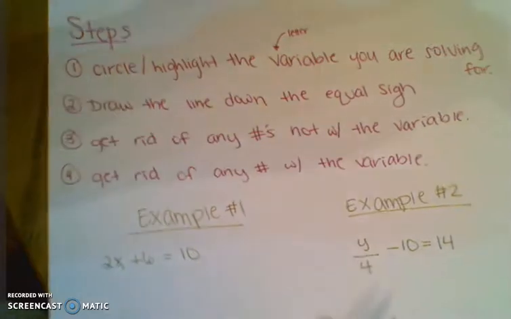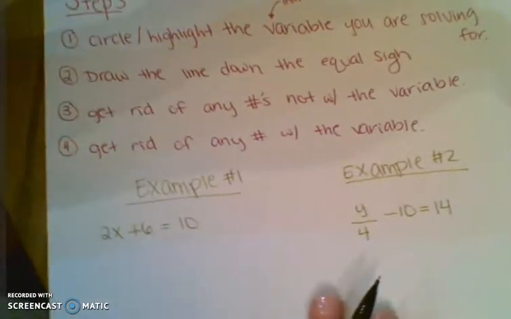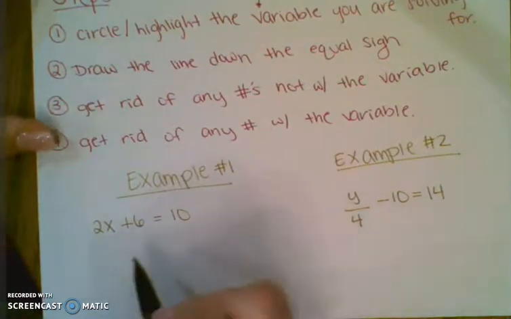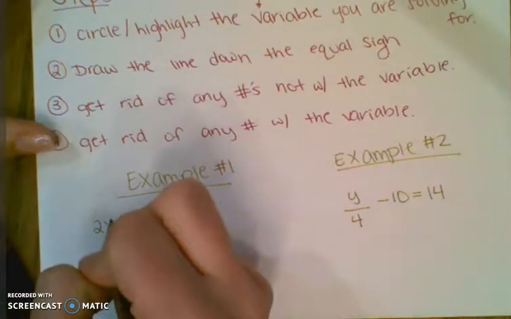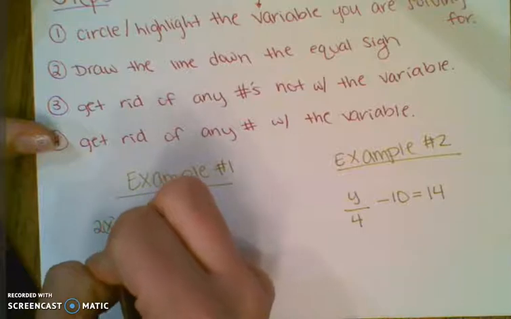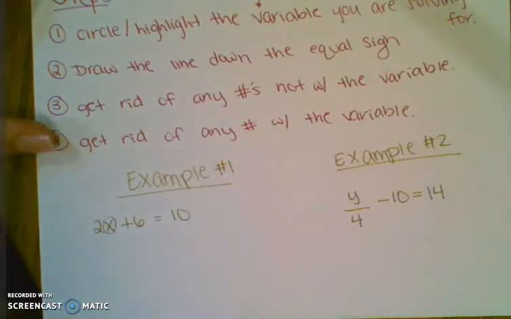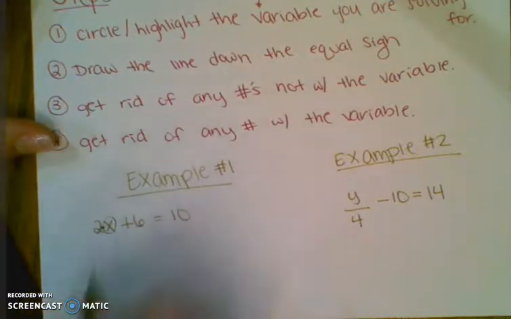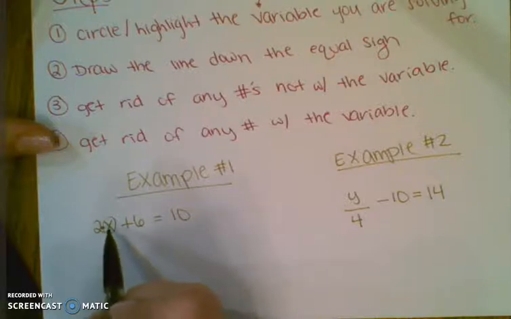Okay, so here's our example one. Let me move down slightly so y'all can see. Okay, so circle my variable. So right here, there's my variable x. Okay, the 2 is being multiplied to the x. Remember, whenever a number and a letter are right next to each other, it's being multiplied. Okay, so I circled my variable. That's what I'm looking for.